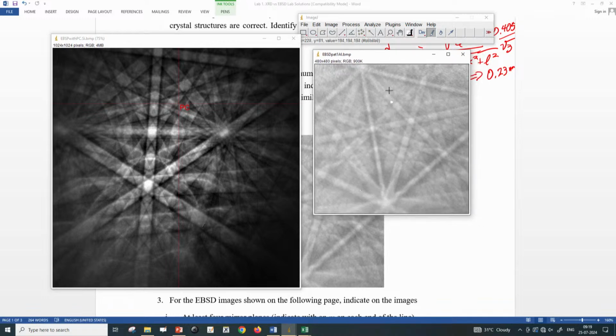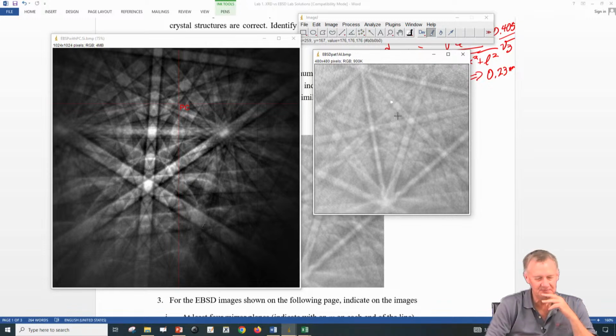I've marked the position of the pattern center on there with this white dot. So what do we need to know if we're going to measure d-spacing? Kind of, I gave you the answer, right? You need to go to the Bragg angle.